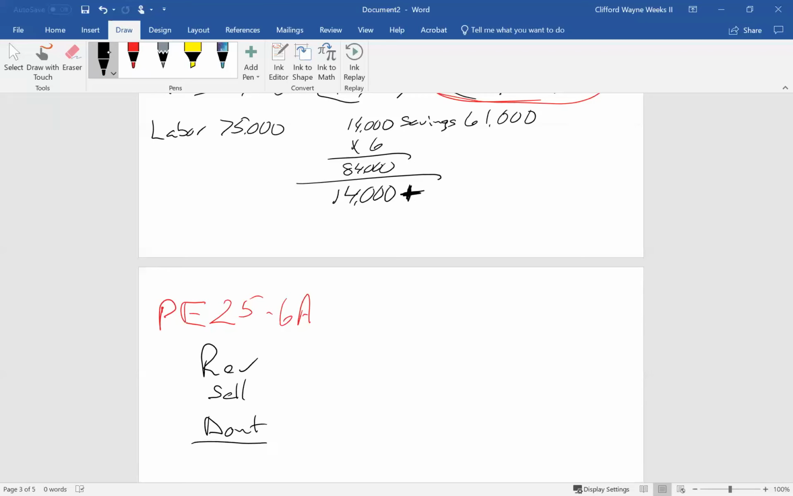If we sell it, we're going to get 112. If we don't sell it, we're not going to get anything, are we? So the differential revenue is $112.